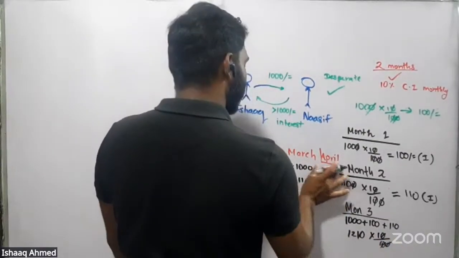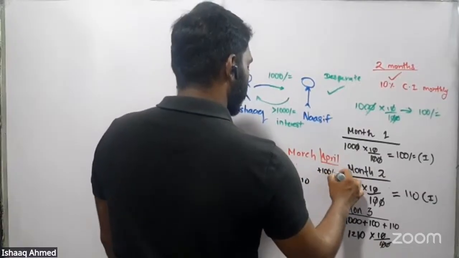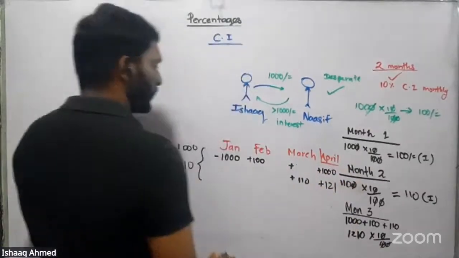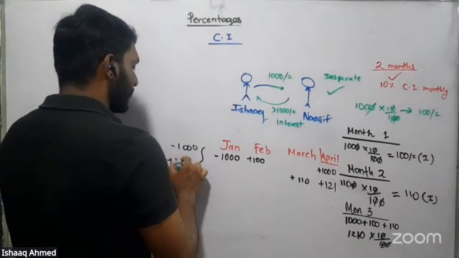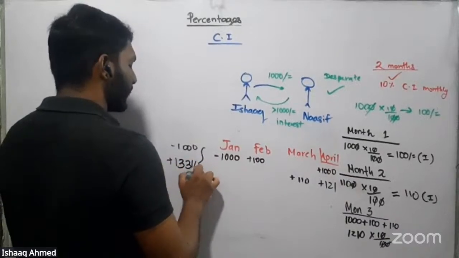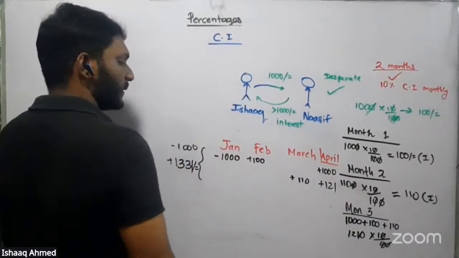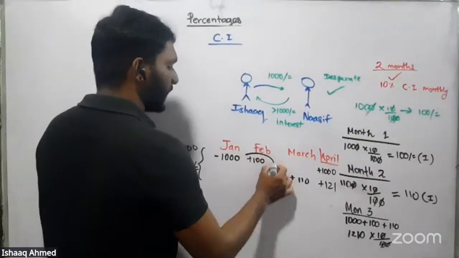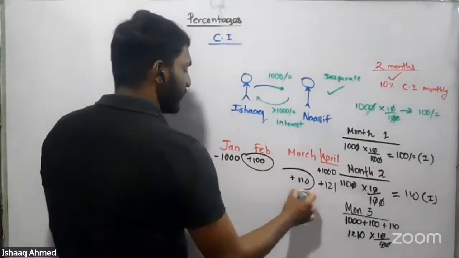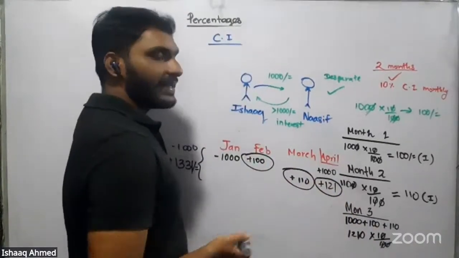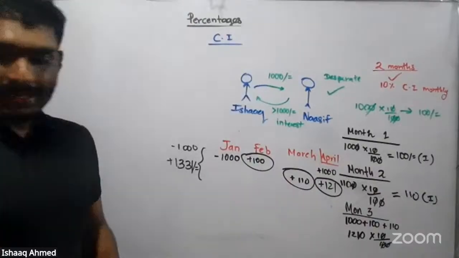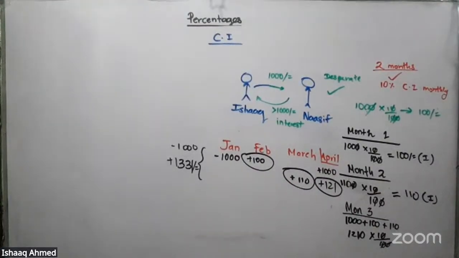So the second month's interest is how much? 121. That means he takes 1,000 from me and he has to pay back 1,331 rupees. Right? So interest keeps increasing. See, first month's interest is 100. Second month's interest is 110. Third month's interest is 121. Fourth month's interest will be even higher. So interest keeps increasing, increasing and increasing. It keeps compounding. This is what we call compound interest.